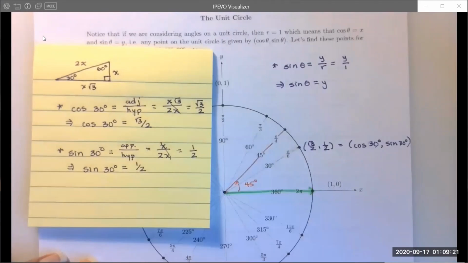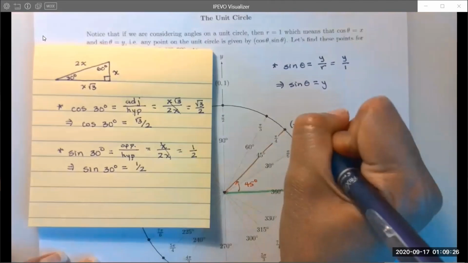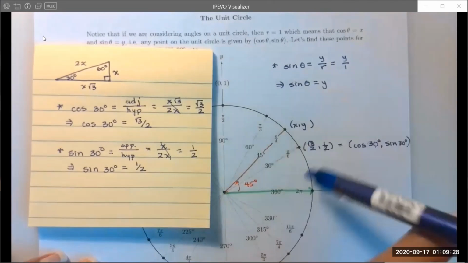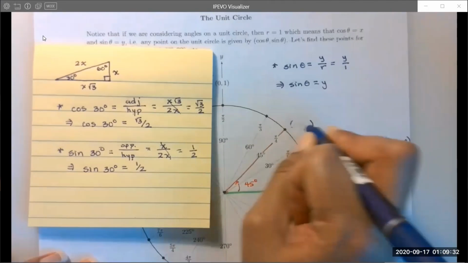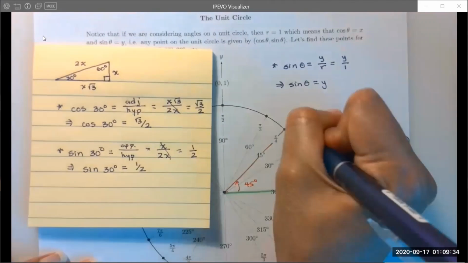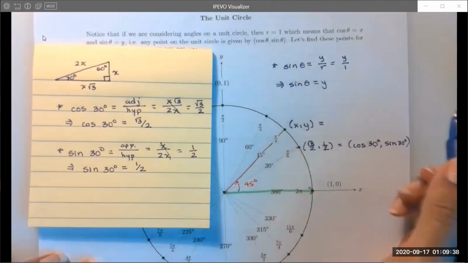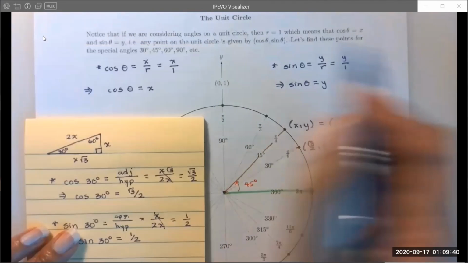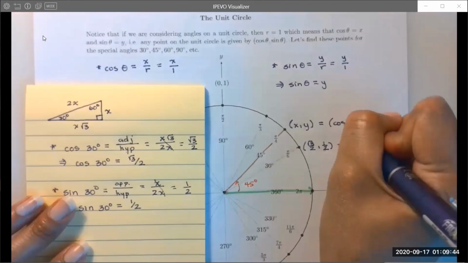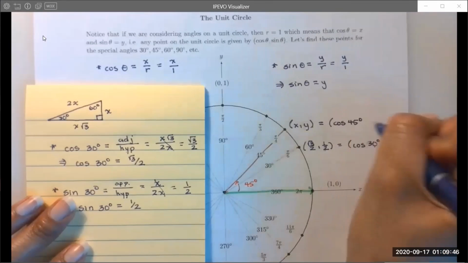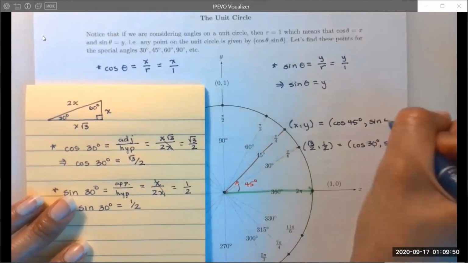For that terminal side, this point, maybe right now we don't know what it is. It's just x comma y. I'll leave myself a little more room because eventually we're going to replace it with numeric values. According to what we just saw, the x will be cosine of the angle, so it'll be cosine of 45 degrees. And the y will be sine of the angle, so it'll be sine of 45 degrees.